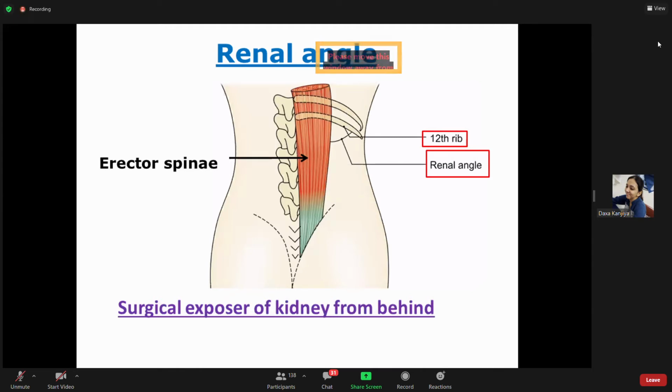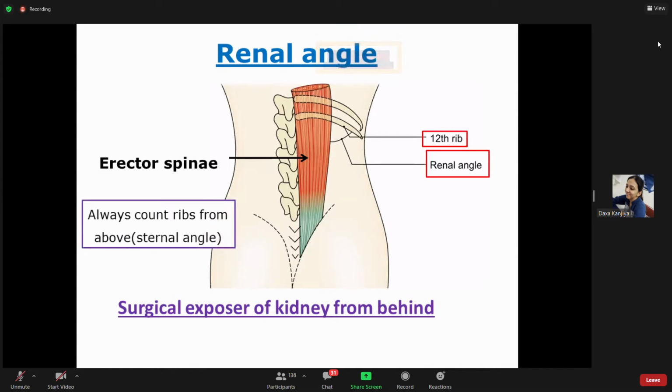So what we have to remember while surgically exposing the kidney from behind, we have to always count the ribs from above, from the sternal angle that you will learn in the thorax. At the level of the sternal angle, there is the second rib, and then you count the ribs below from the second to 12th. Never count the ribs from below.